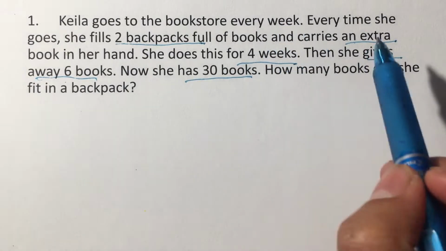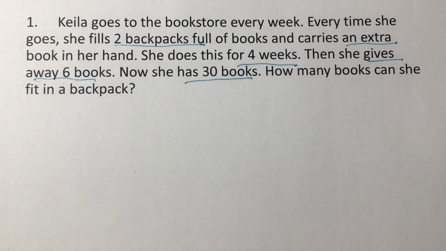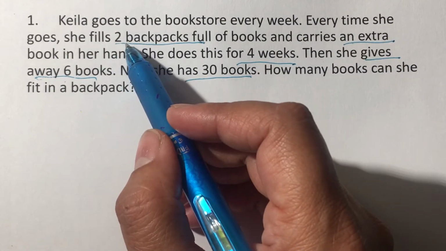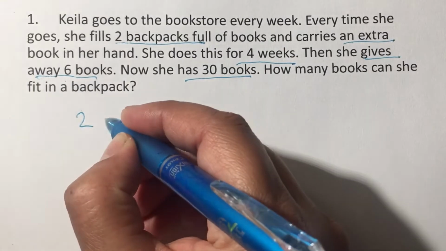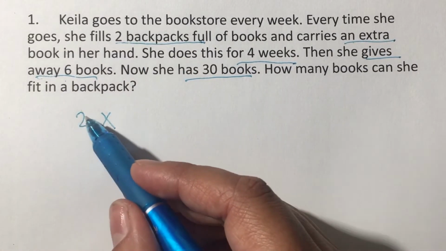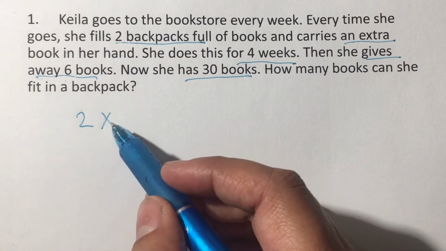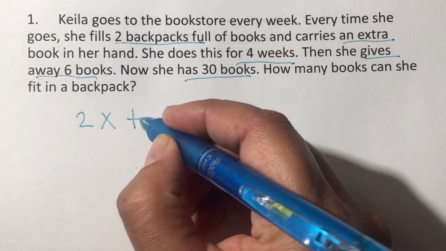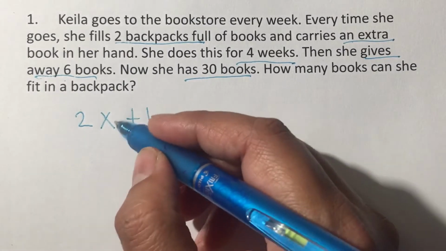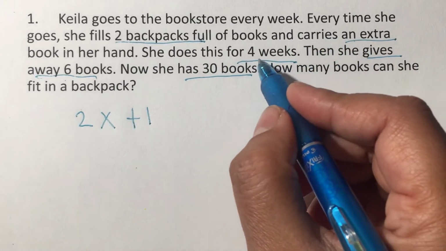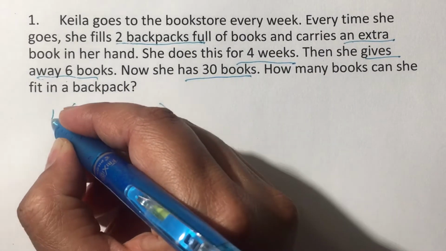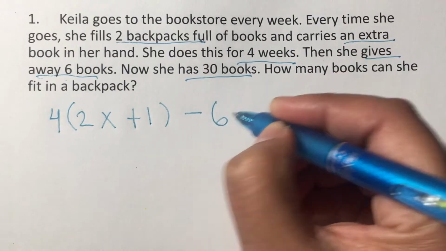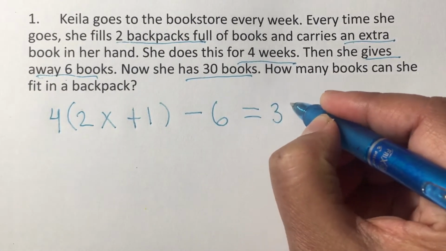So the first thing that we need to do is underline the keywords. In here it says that she goes every week and fills out 2 backpacks full of books. So we know that it's 2 backpacks, but we don't know how many books in each backpack. And she carries an extra book in her hand. And she repeats this same action every time she goes for 4 weeks. Then she gives away 6 books. Now she has 30 books.